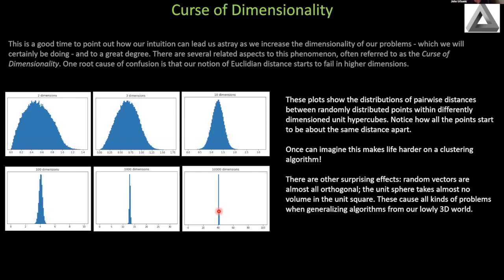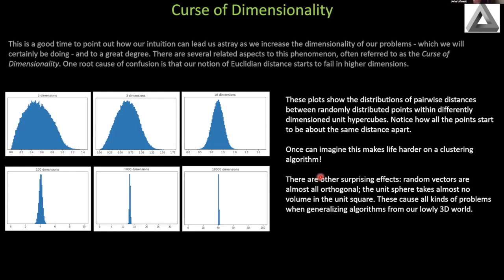This means clustering algorithms, for example, really have their work cut out for them because they're all about figuring out how close points are to each other. Can you imagine how hard it is to cluster things when all the points are about the same distance from each other? It's a lot harder to form clusters, right? So this is one of the things that happens in higher dimensions.